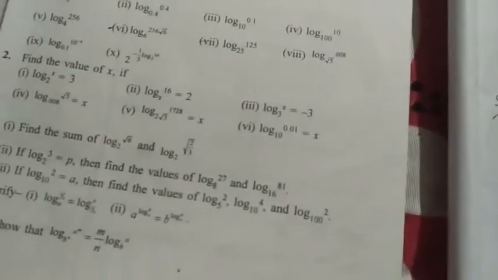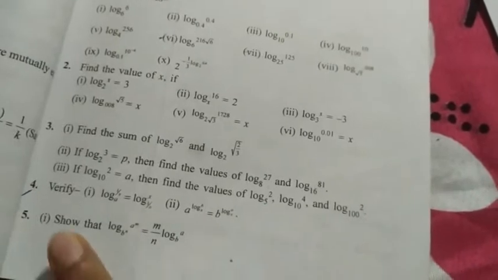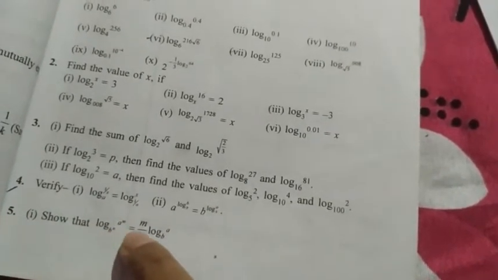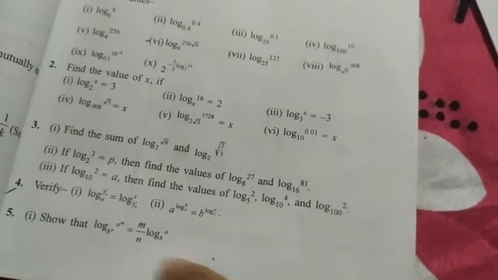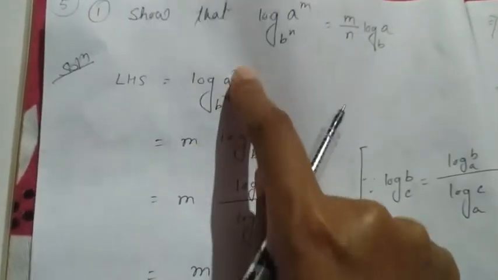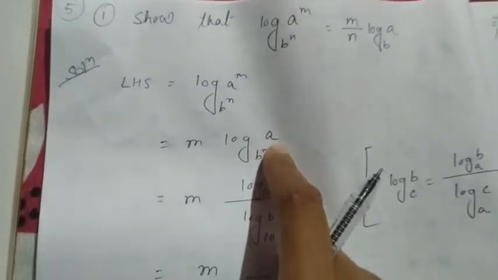Now question number 5. Show that log a to the power m to the base b to the power n equals m by n log a to the base b. So the LHS is taken, so m is the power, so the power will come before the log: m log a to the base b to the power n.